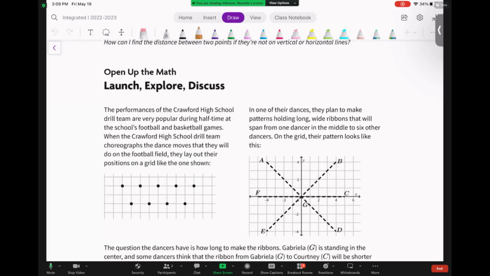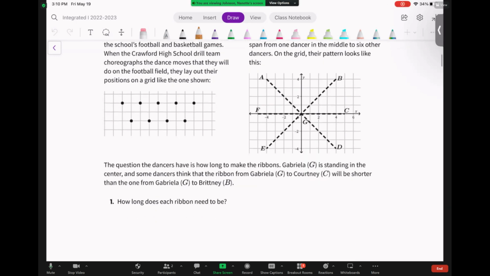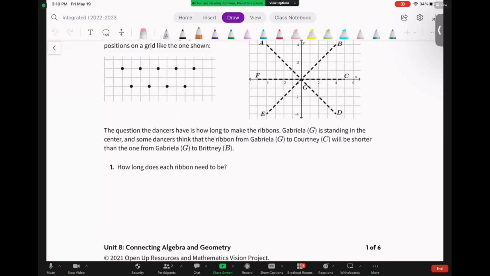So here's some context. The performance of the Crawford High School drill team are very popular during halftime at the school's football and basketball games. When the Crawford High School drill team choreographs the dance moves that they will do on the football field, they lay out their positions on a grid like the one shown. They use math. In one of their dances, they plan to make a pattern holding long, wide ribbons that will span from one dancer in the middle to 6 other dancers on the grid. Their pattern looks like this. The question the dancers have is how long to make the ribbons.